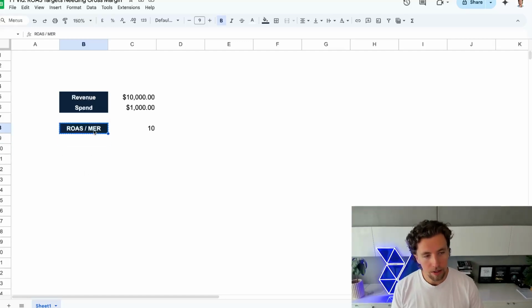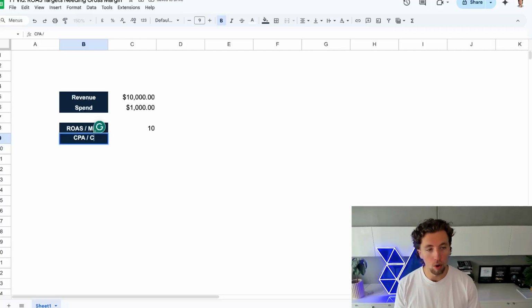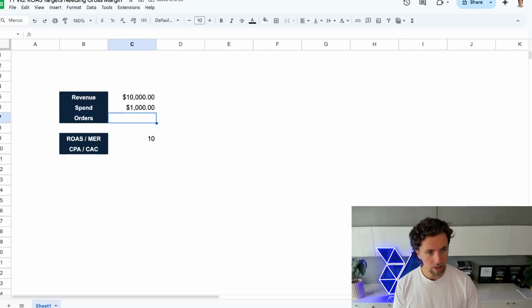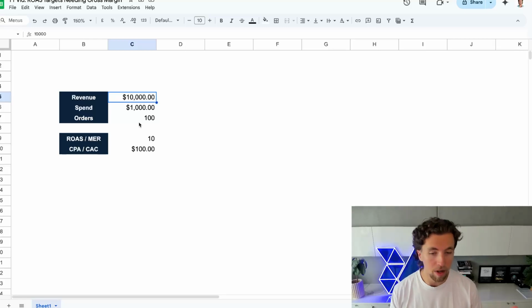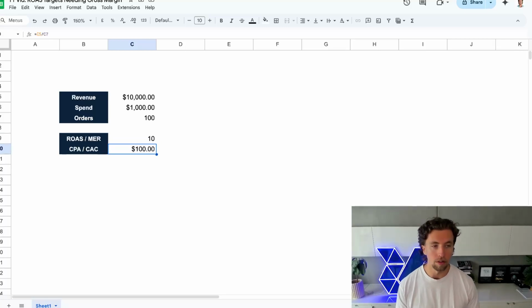Now, another way that sometimes you will look at things is at CPA, or the better version is CAC. Once again, CPA is based on attributed conversions. CAC is based on actual conversions within the store. And so let's add another line here for orders. And let's say that they have a $100 average order value. Therefore, they have 100 orders. And so in this particular scenario, with a business doing $10,000 a day, a month, a year, it doesn't matter for this example, $1,000 in spend, 100 orders, that's a ROAS or an MER of 10, and that's a CAC of $10. It's costing them $10 to acquire each of these orders or each of these customers.